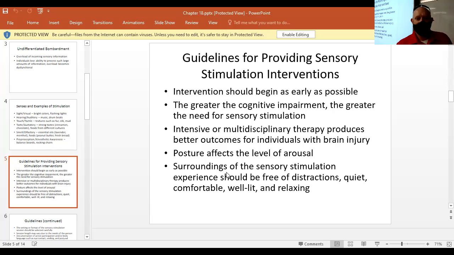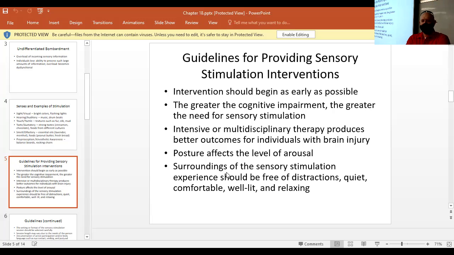Same deal. The greater the cognitive impairment, the greater the need for sensory stimulation. So again, that ties into the fact that a lot of times we're able to understand our senses and what they mean and why we feel a certain way. If they have a great cognitive impairment, then they're not able to say, okay, this is why I'm feeling this, or why am I smelling this smell? What is this? It's confusing to them and not something that they can put into place and realize what's going on.